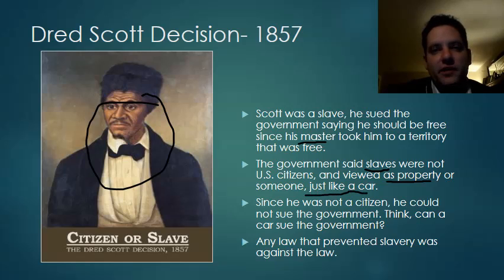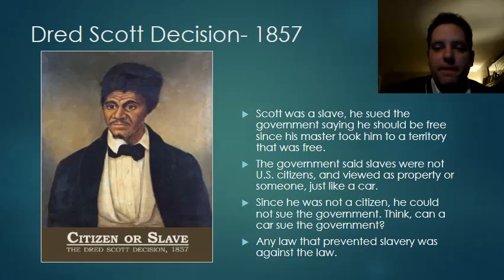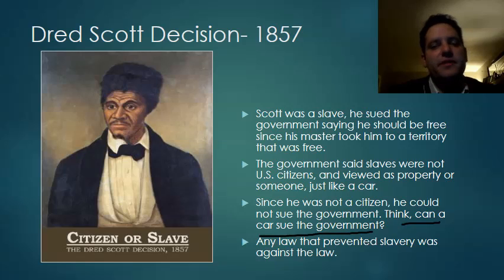just like a car. I know you want to own a car. I own a car. That's what a slave is. Think about that. A person is like a car. At this time, I could own a person, just like I own a car. So they said since he's not a citizen, he can't sue the government. He's not a person. He's a piece of property. Think about it this way. Can a car sue the government?